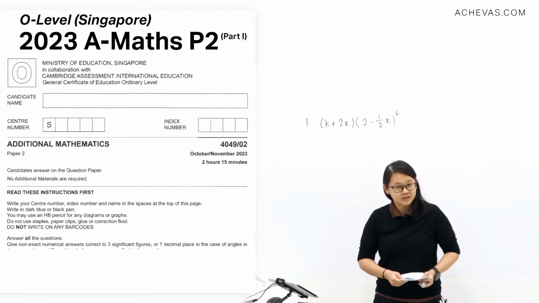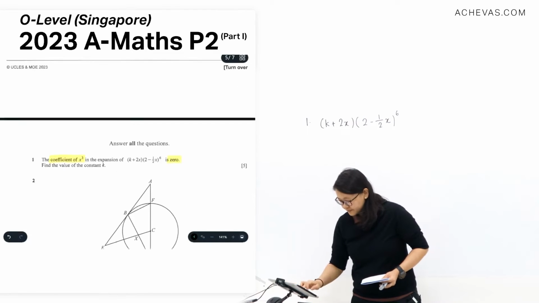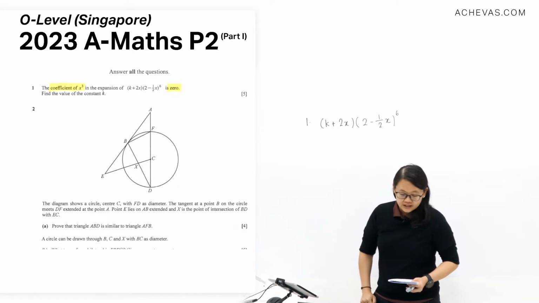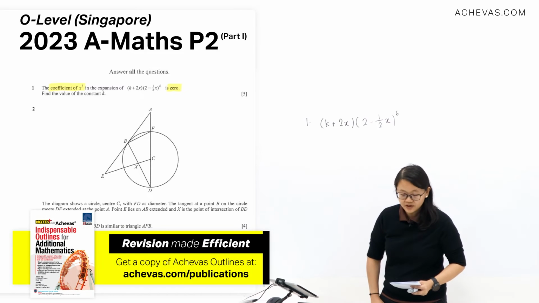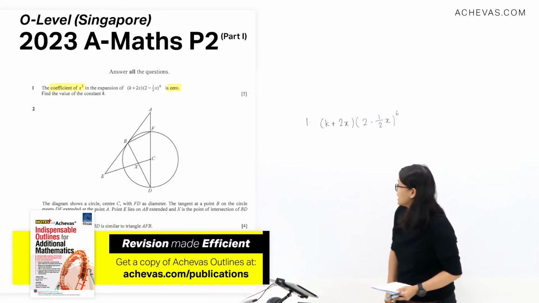Let us take a look at 2023, Paper 2, Question 1. The coefficient of x power 3 in the expansion of (k + 2x)(2 - ½x)^6 is 0. Find the value of constant k.